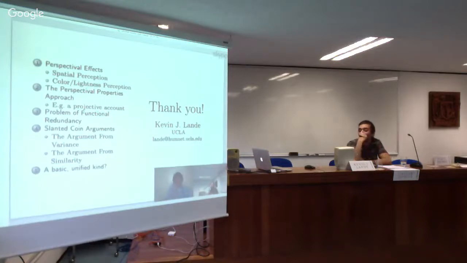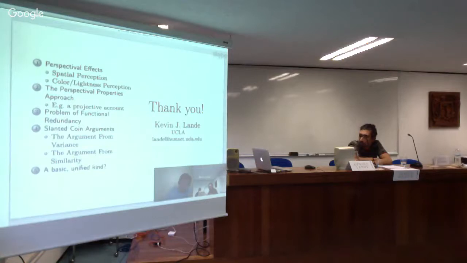So one thing I want to do is clarify something that I think wasn't very clear in the paper, which is the difference between egocentric properties and perspectival properties. Perspectival properties, whatever they're supposed to be, should constitute a natural kind, whereas egocentric properties as a class don't necessarily constitute a natural kind. There's no deep explanatory unity to different egocentric properties.